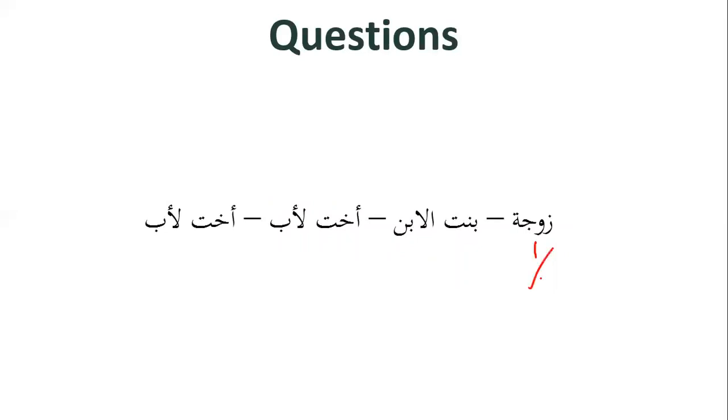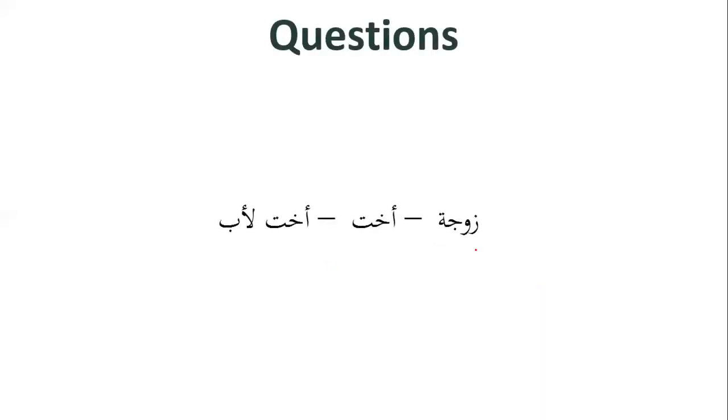Zawja would receive 1/8. Bint al-ibn would receive half. أخت لأب, make the sisters with the daughters asaba. Zawja would receive a quarter, أخت half, أخت لأب 1/6.